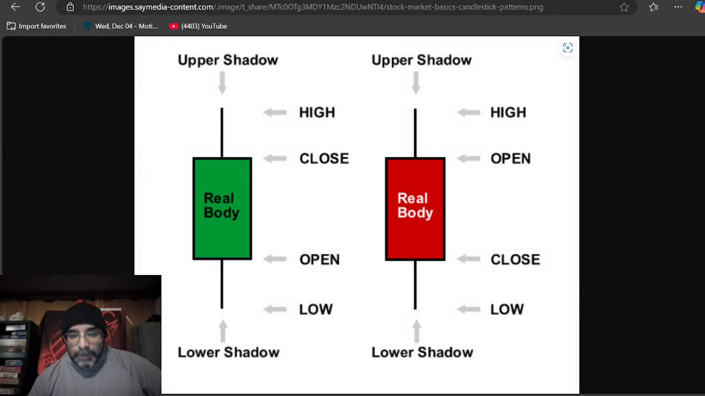Okay, so in a body of a candle, here's an example right here. We have two colors. We have a green and we have a red. The green indicates that it's bullish, meaning that it went up in value. And then a red means that it's bearish, meaning that it lost value.